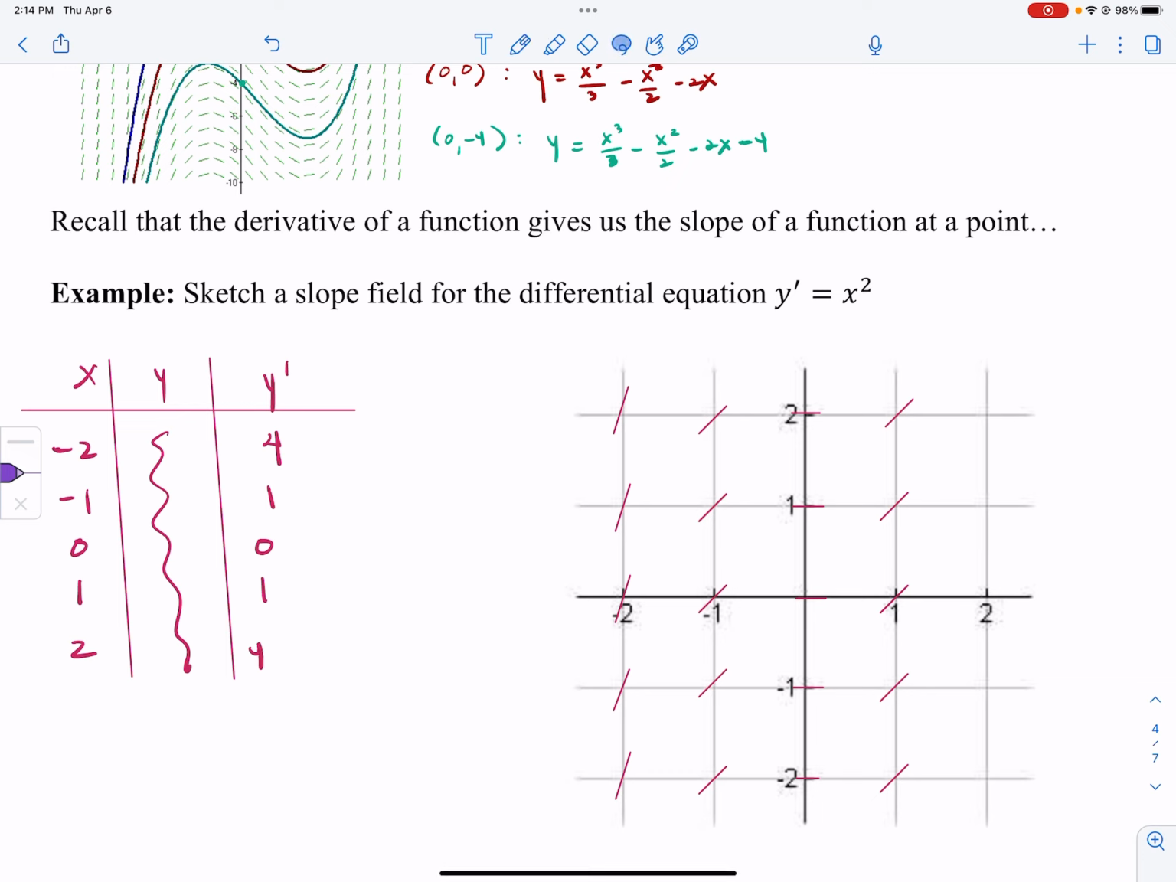Now this was a very simple slope field. But that's okay to get us going. Okay, there we go. And the slope field extends in all directions, on and on and on. Now, looking at the differential equation, y prime equals x squared, you guys know that if you were to solve that differential equation, its general solution would be x cubed over 3 plus c.